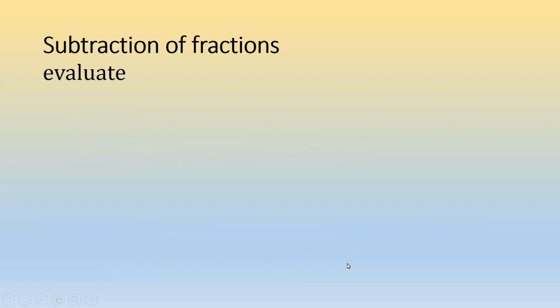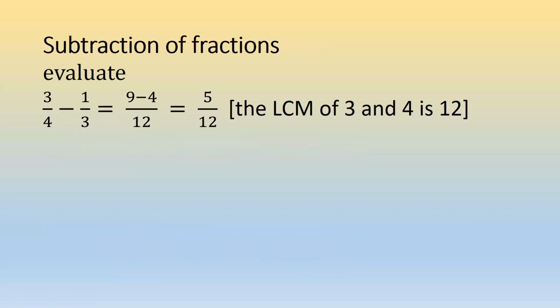Okay. So we'll look at subtraction. Subtraction also follows the same rules where you need to find your least common multiple. So here, if you have 3 over 4 minus 1 over 3, you need to find your least common multiple, which is 12. And then realize that 12 divided by 4 is 3, so you multiply that 3 by this 3, and you have 9. Minus 12 divided by 3 is 4, so 4 times this 1 is 4.